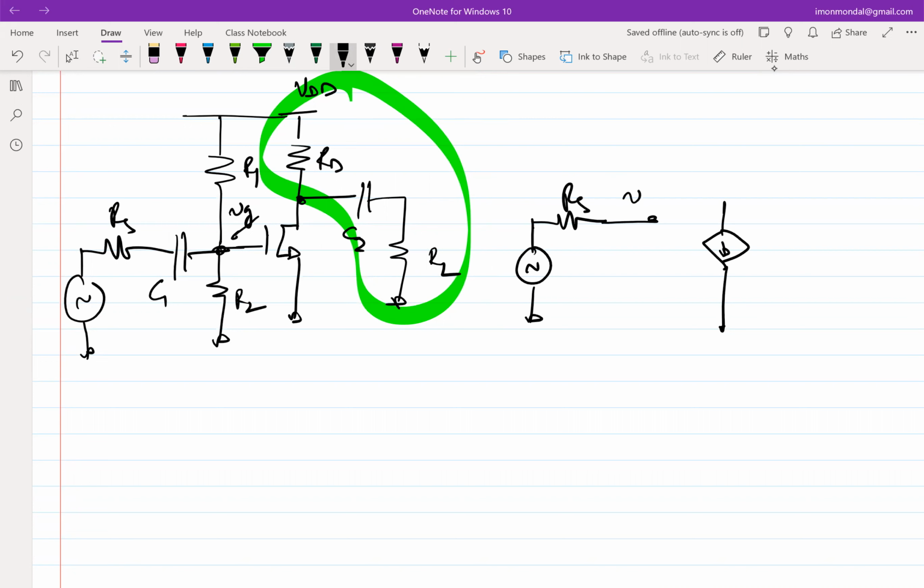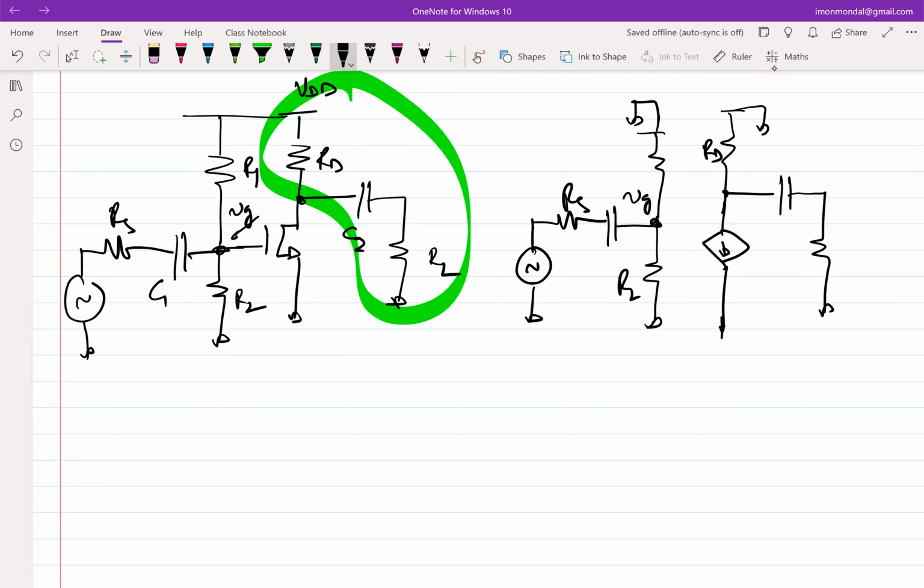So this is VG, this is R1, and this is incrementally grounded. This is R2, incrementally grounded. RD, let's keep the capacitor to start off. This is gmVG. Okay, so let's do the part on the left, then we'll do the part on the right.